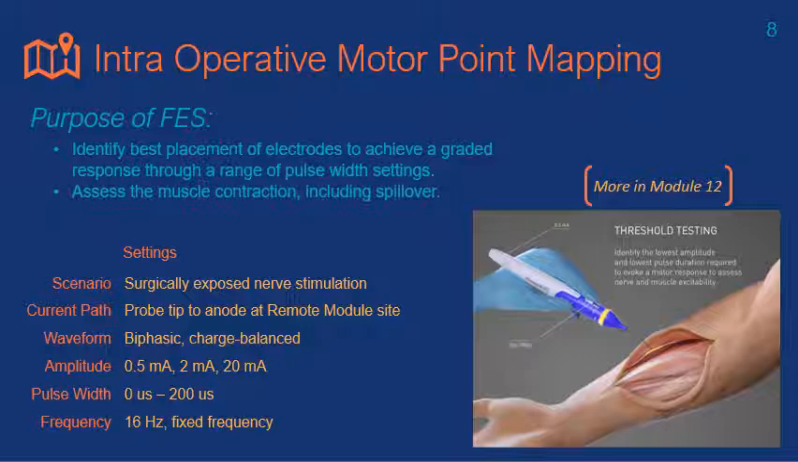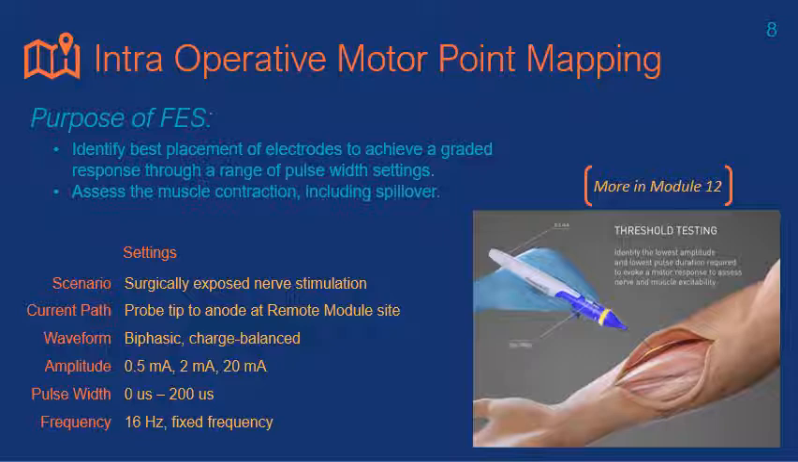The next point in the study where electrical stimulation is modulated is during the implant procedure when the surgeon performs motor point mapping and electrode placement. Here, the purpose of using FES is to identify the best placement for the electrodes so that they give a nice gradual recruitment of the muscle over a somewhat wide range of pulse widths. This will eventually enable smoother and more functional grasp patterns.